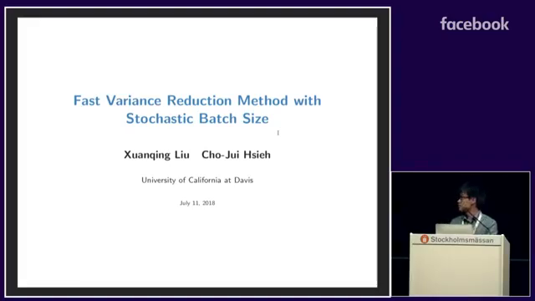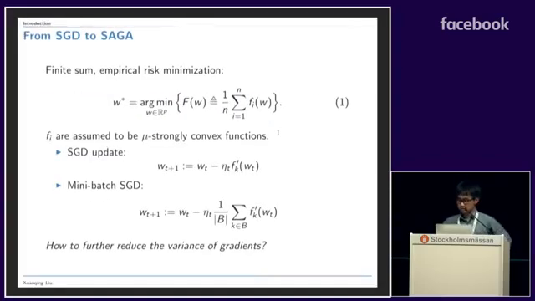Okay, so let's start. First, we are considering the classical empirical risk minimization problem, but we have the assumption that the Fi is mu strongly convex. Traditionally we are solving the problem using the normal SGD, but actually SGD cannot utilize the modern hardware very well since we are getting more parallel power now. So we are using a mini batch SGD instead.